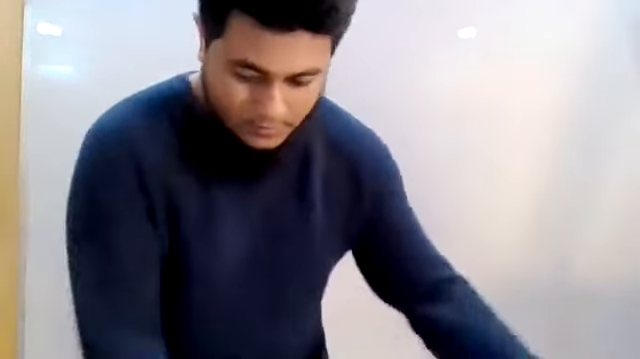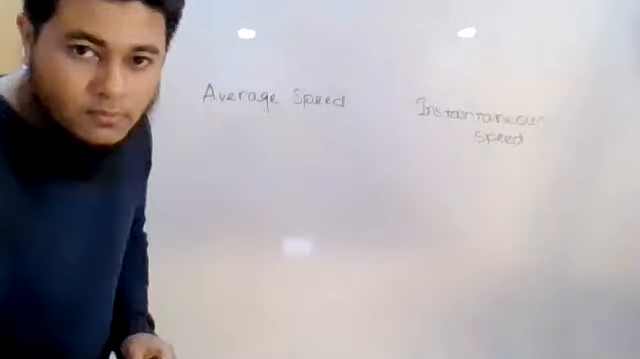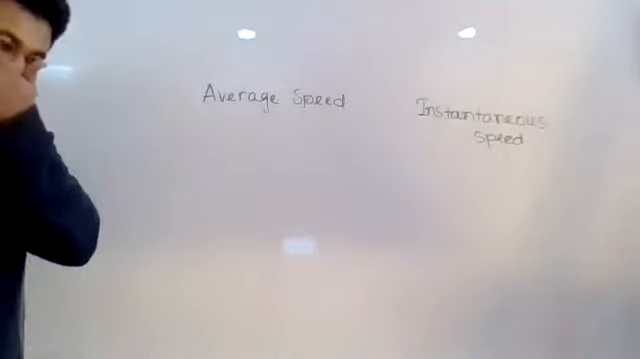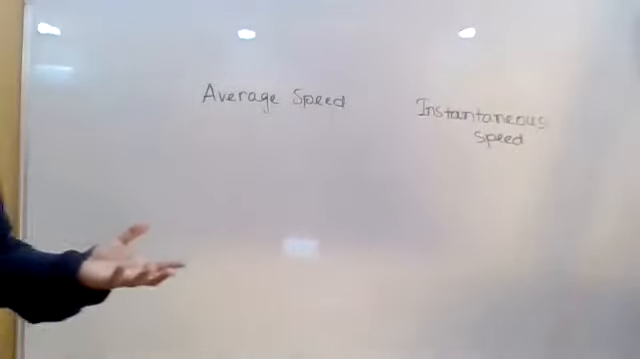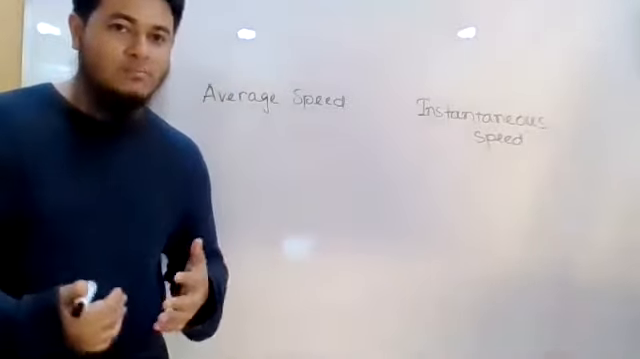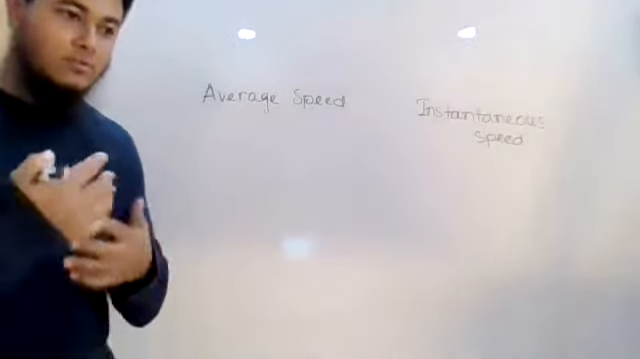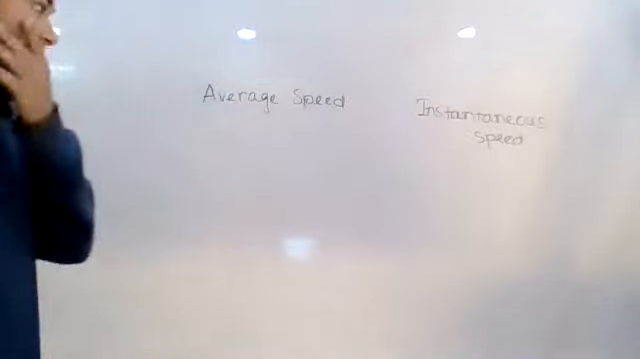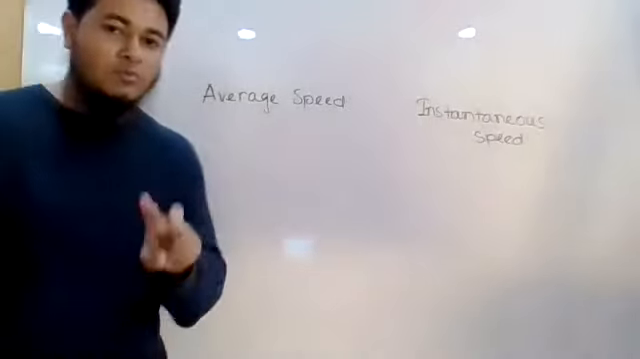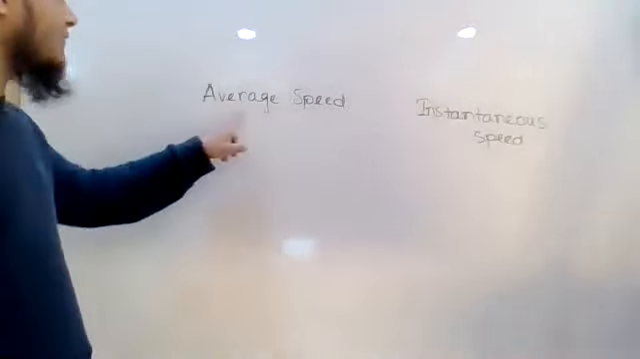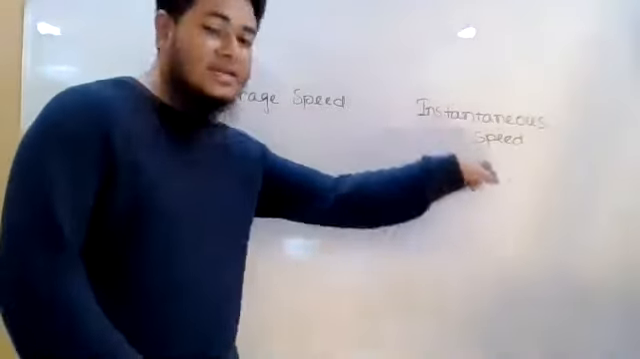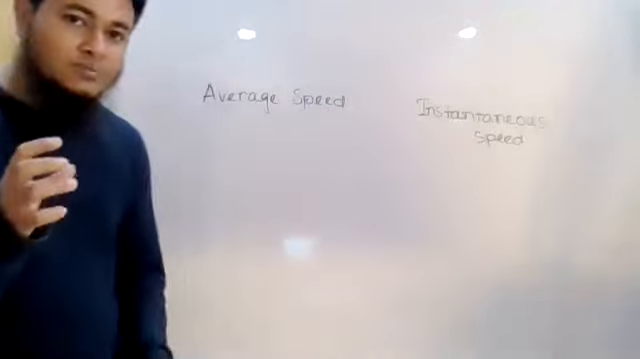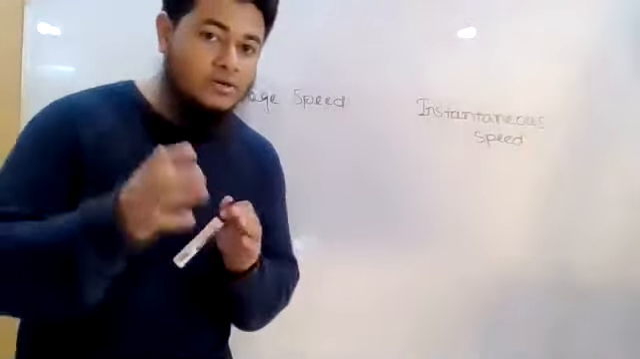Okay, then the next topic. Now that we know what speed is, we already had a little bit of idea about speed beforehand, right? Because we use this word in our daily life. In physics, we will talk about two types of speed: one is average speed, and one is instantaneous speed. Average speed means the speed of the whole journey.